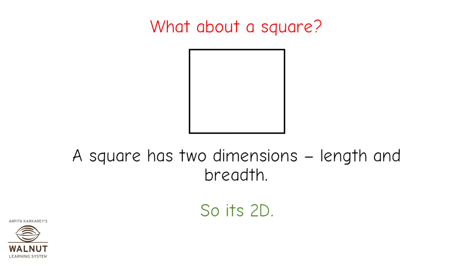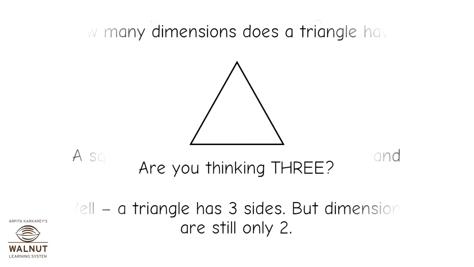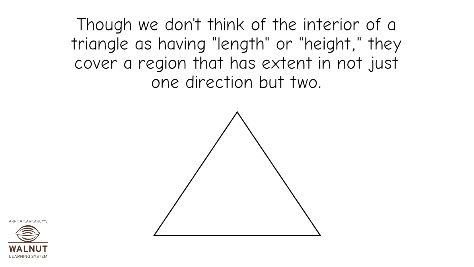What about a square? A square has two dimensions, length and breadth. So, it's 2D. How many dimensions does a triangle have? Are you thinking 3? Well, a triangle has 3 sides, but dimensions are still only 2. Though we don't think of the interior of a triangle as having length or height, they cover a region that has extent in not just one direction but 2.